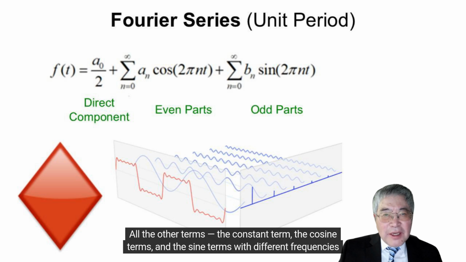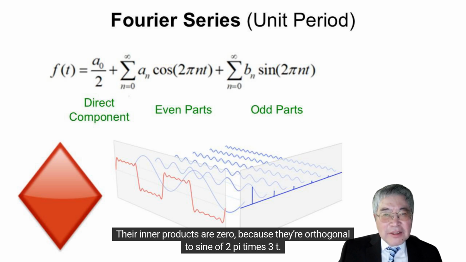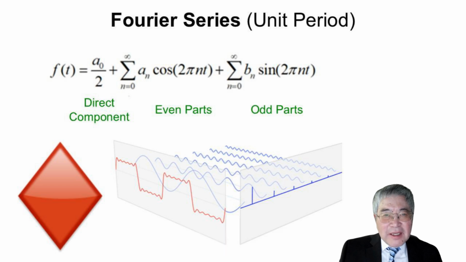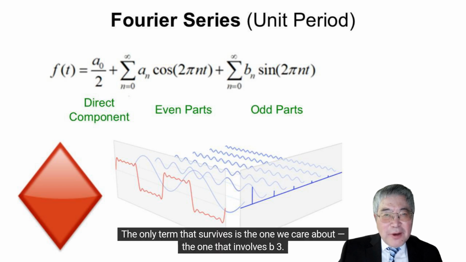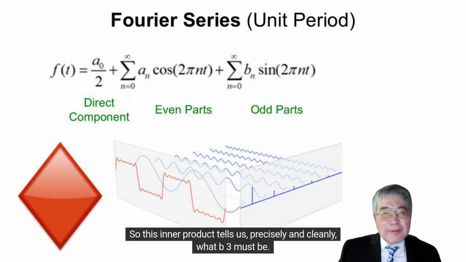All the other terms, the constant term, the cosine terms, and the sine terms with different frequencies like sine of 2 pi t, or sine of 2 pi times 2t, or sine of 2 pi times 4t, all of those vanish. Their inner products are 0 because they're orthogonal to sine of 2 pi times 3t. The only term that survives is the one we care about, the one that involves b3. So this inner product tells us precisely and cleanly what b3 must be.